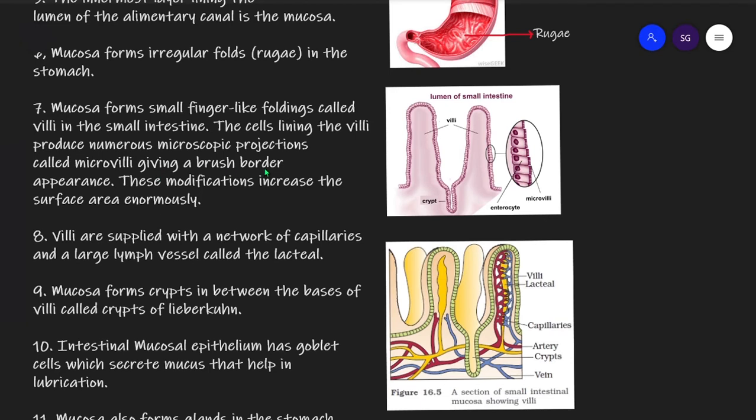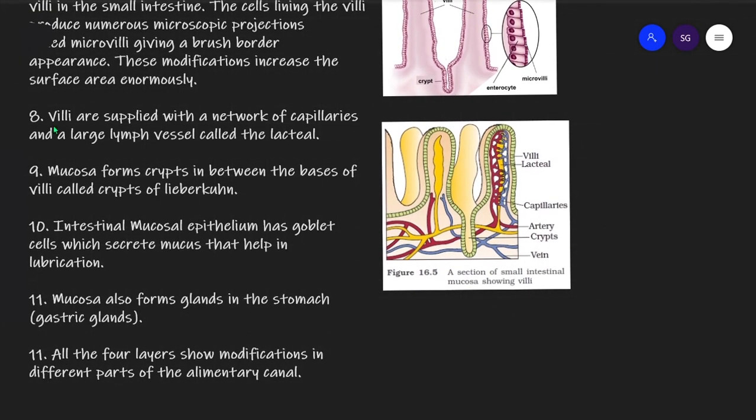So they give a brush border appearance, and these modifications increase the surface area enormously. So what is the role of microvilli? They increase the surface area of the intestine. And why is this surface area required? This is required for absorption of the food.